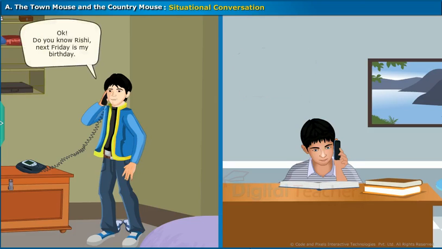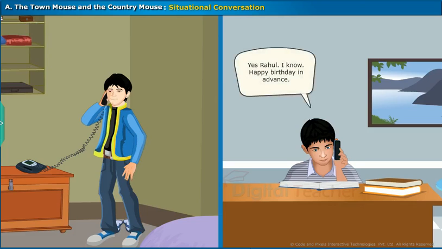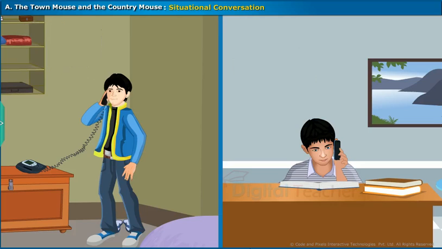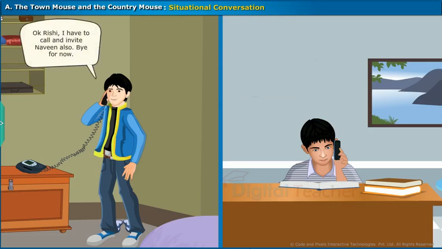Okay, do you know Rishi, next Friday is my birthday. Yes Rahul, I know. Happy birthday in advance. Thank you. I would like to invite you and Naveen specially for my birthday party. Thank you, Rahul. I will definitely join the party. Okay, Rishi. I have to call and invite Naveen also. Bye for now. Bye, Rahul.